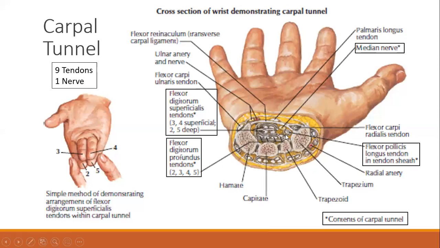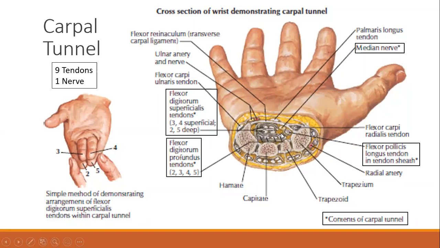Now for the 9 tendons, you have 1 solitary tendon coming from your flexor pollicis longus muscle, and it travels through the carpal tunnel here, just lateral and deep to your median nerve. The other two muscles that have tendons that pass through the carpal tunnel are your flexor digitorum profundus muscle, as well as your flexor digitorum superficialis muscle.